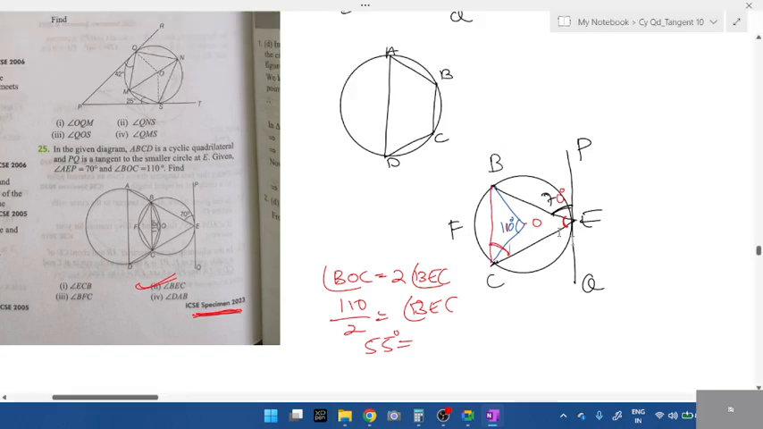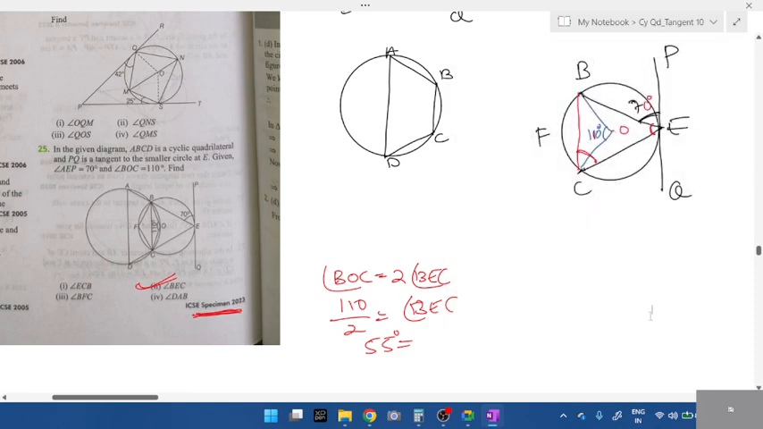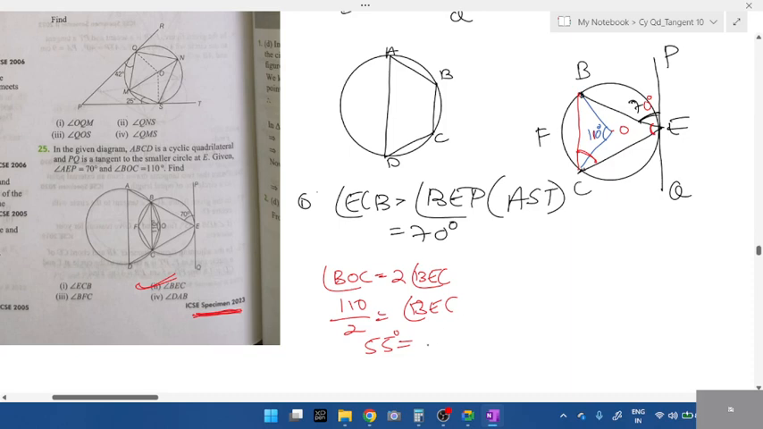Using which? Yes, the alternate segment theorem. So concentrate there. Take the smaller one first. From the smaller circle itself, you're getting three answers. In the smaller circle, the first question is ECB. ECB is equal to angle BEP, alternate segment theorem. So 70 degrees is the answer. Angle BOC is 110, therefore angle BEC is equal to 110 divided by 2, which is 55. All of you will try angle BFC.